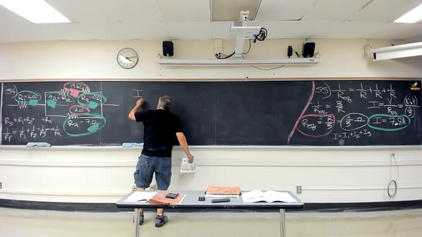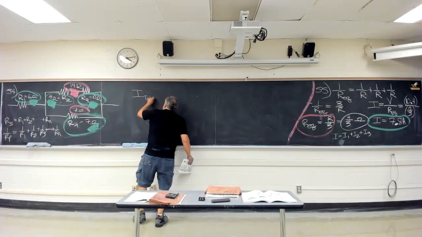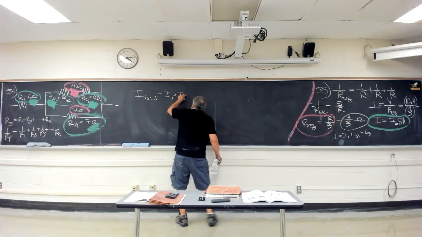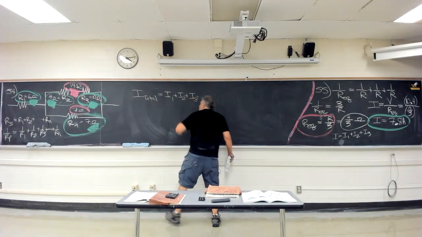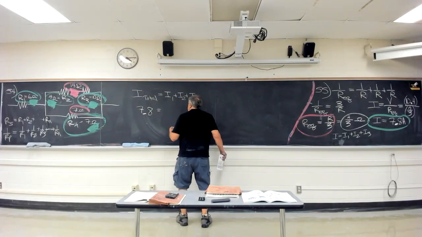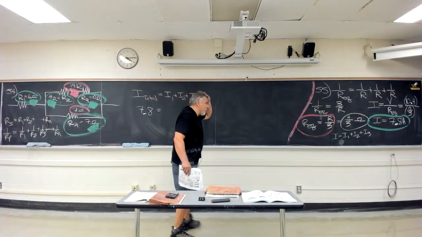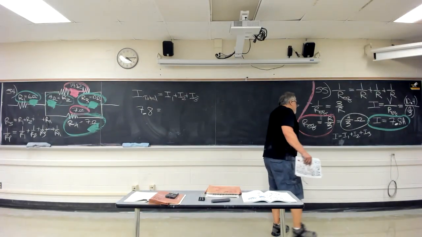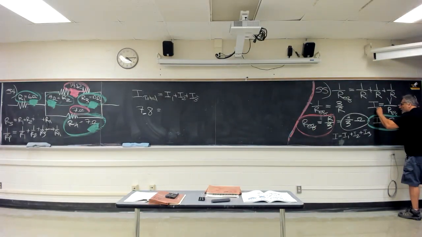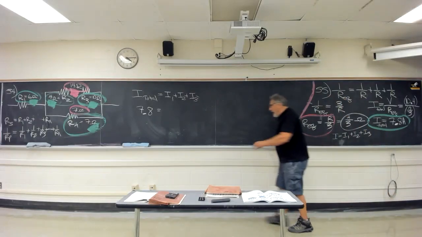The I total, you guys, is I1 plus I2 plus I3. The I total is 7.8 amps. Each one of these is some kind of I. I've been using I over there. I should have maybe used another letter. The I total going in, I could maybe put, total, for lack of a better word right now. That's fine. I1, I2, I3 are all equal.